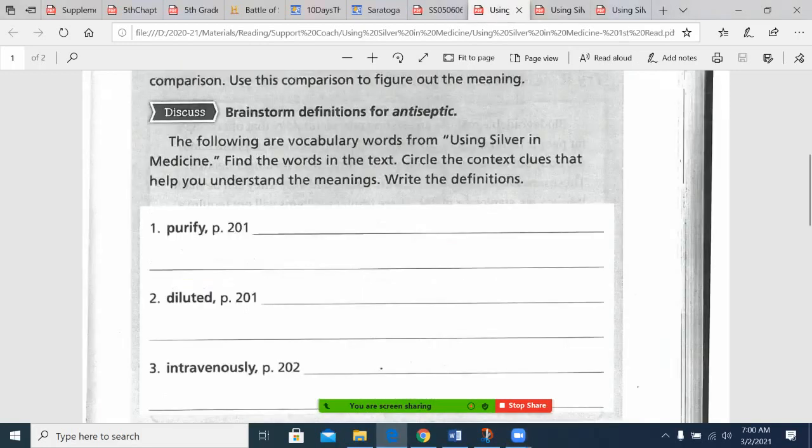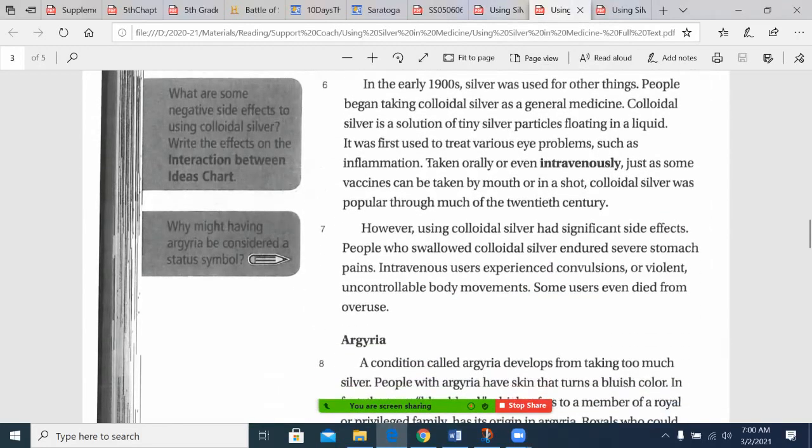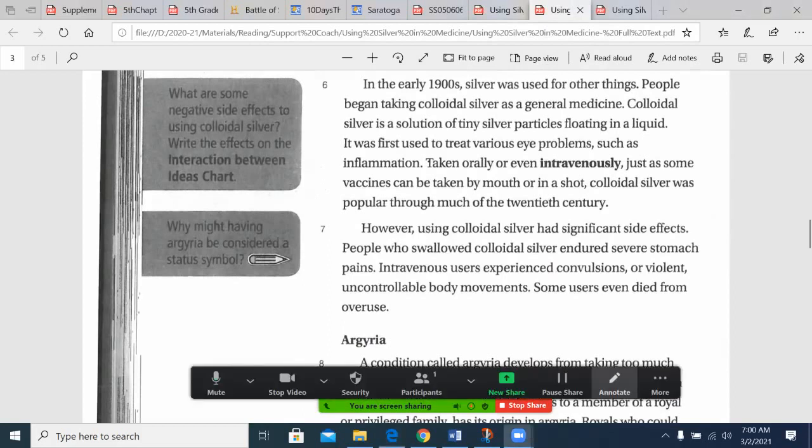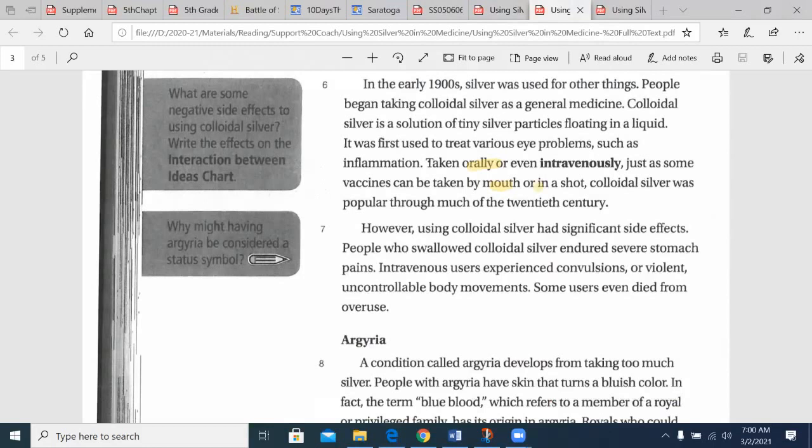And going back, intravenously on 202. Taken orally or even intravenously, just as some vaccines can be taken by mouth or in a shot. All right, I'm starting to pick it up here. Orally, I know is mouth, but we have in a shot. So that means somehow into our bodies without having to put it in our mouth. And we know that vaccines are a very common topic at this point, that a shot goes into your body, into your veins. So intravenously.